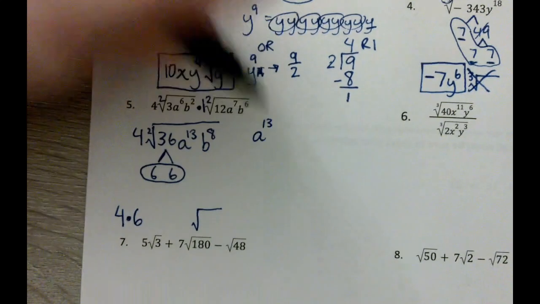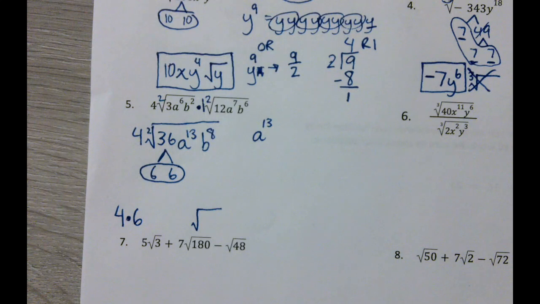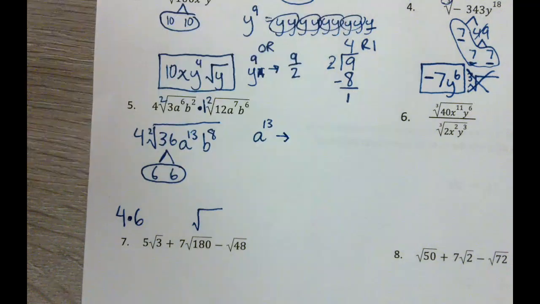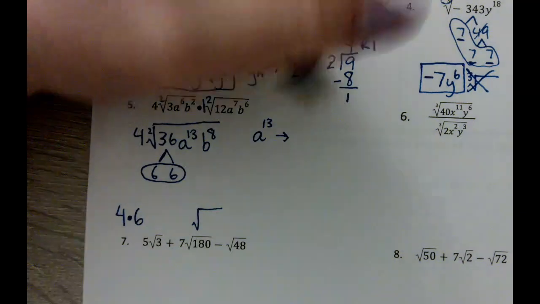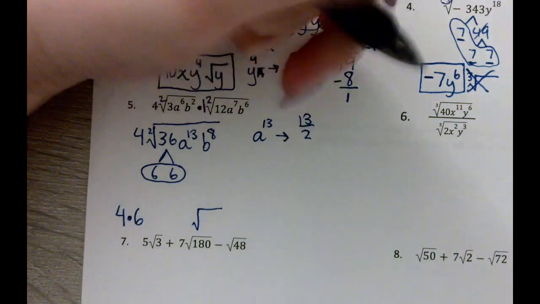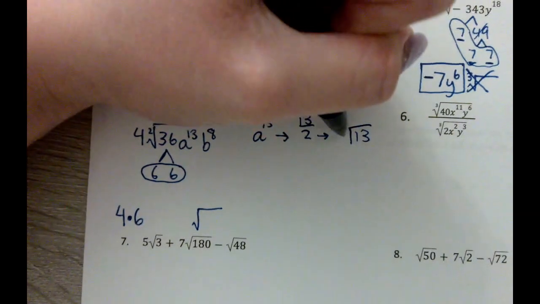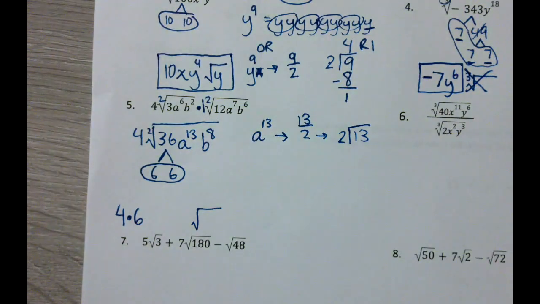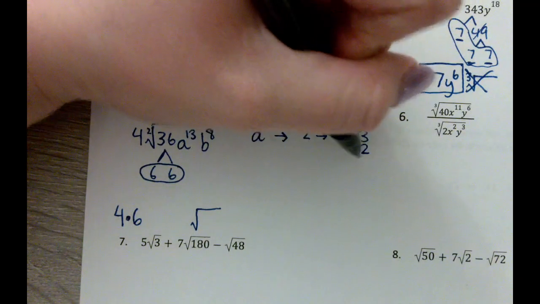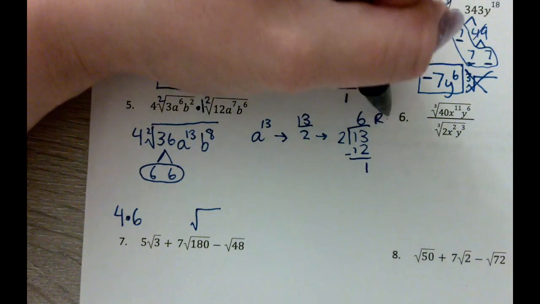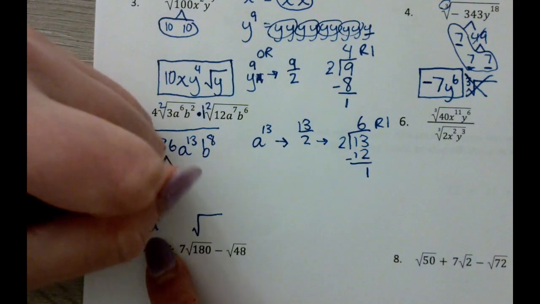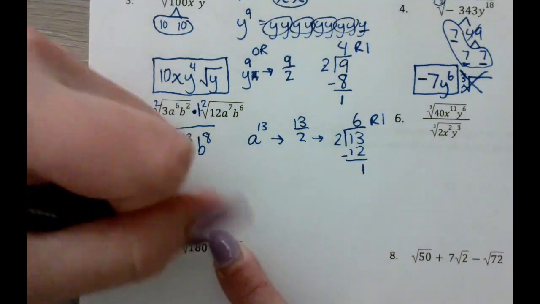A to the 13th. Again, if you want to write out 13 A's and circle groups of 2, be my guest. I will not. So we're going to use division. We're dividing this into groups of 2. So it's 13 divided by 2. How many times does 2 go into 13? Well, I can get to 12. 2 times 6 will give me 12. Subtract, and we're left with 1. So this means 6 A's come out. So I've got a to the 6th here. And 1 A is under the radical.